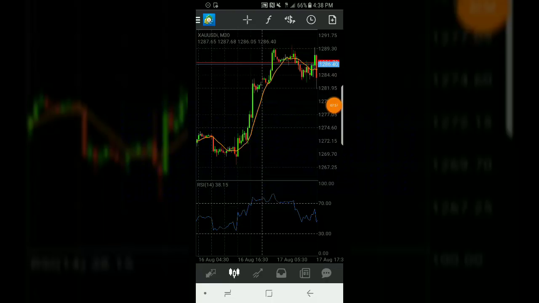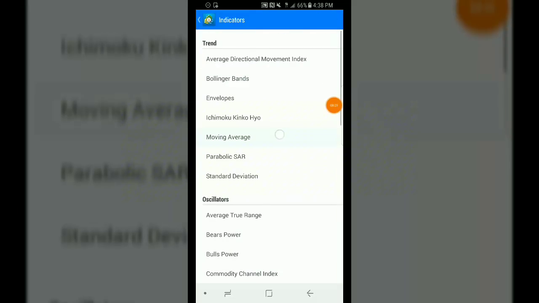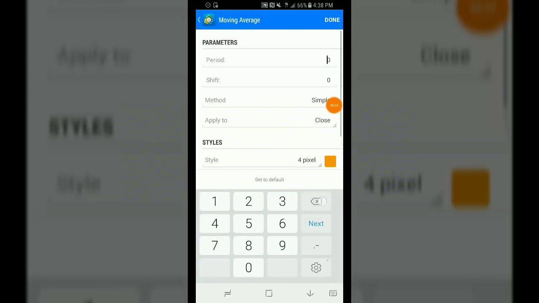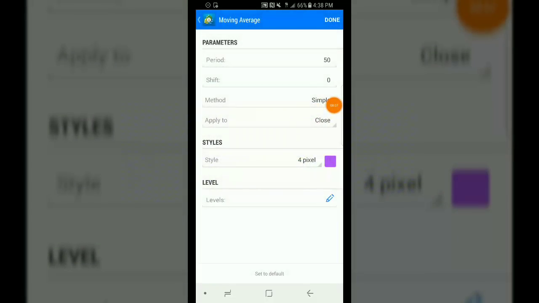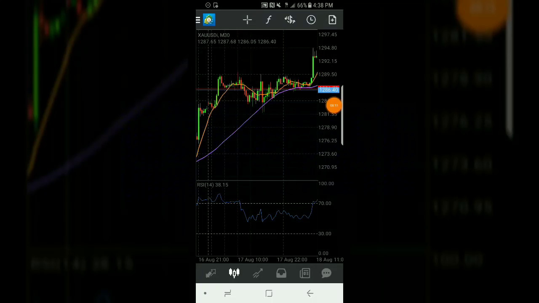Now, I'm going to add another indicator, and it will be the 50 moving average. So let's go here. And I'm going to change that to purple. And I normally take my moving average colors from light to dark because that helps me know what I'm looking at. Lightest colors will be the smaller moving averages, and it'll get to the purple, which is the 50.